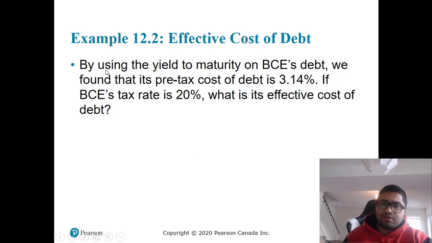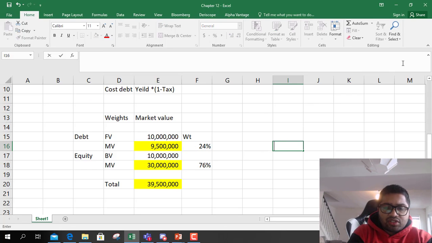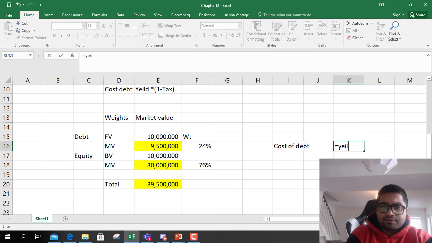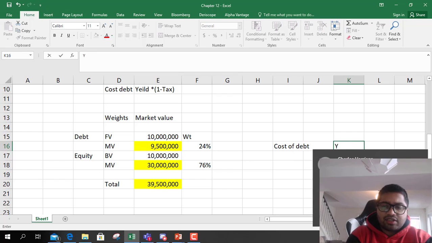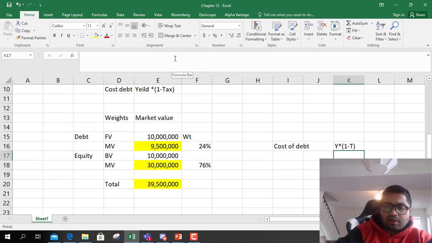So they have given an example. By using the yield to maturity on BCE's debt, we found out that the pre-tax cost of debt is 3.14%. If the tax rate is 20%, what is the effective cost of debt? So how to do that? So cost of debt equals yield times 1 minus tax. I'll write down the formula: yield times 1 minus tax.